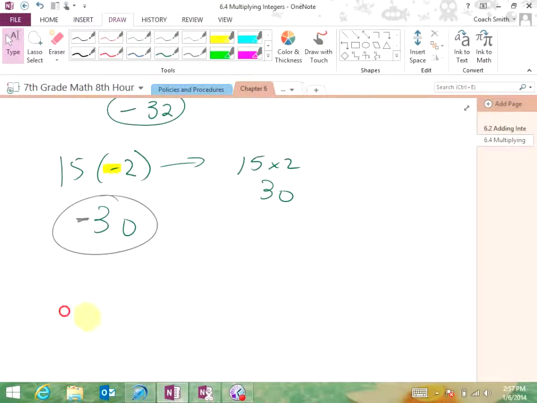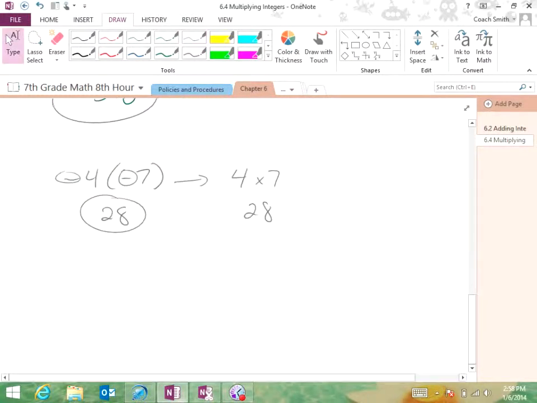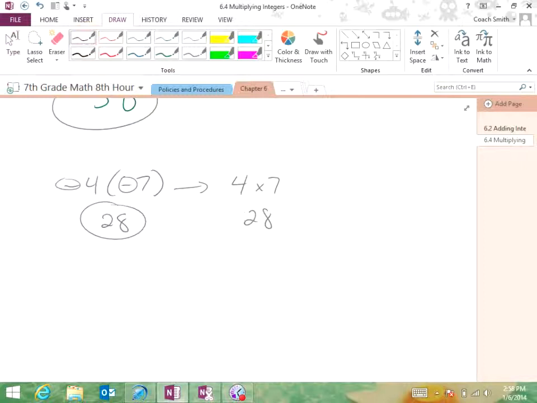All right, this one here. Negative 4 times negative 7. So all I do is I take 4 times 7, which is 28. I have two negative signs, so it's positive 28. Now, I want you to do this one on your own. 5 times negative 1 times 9.